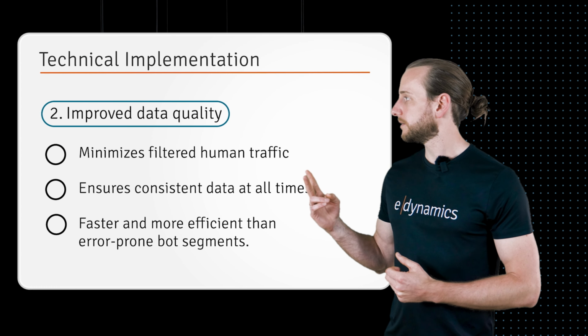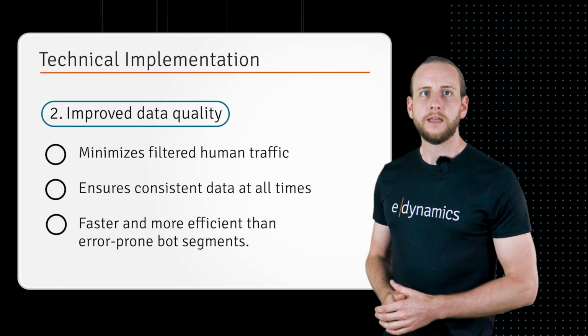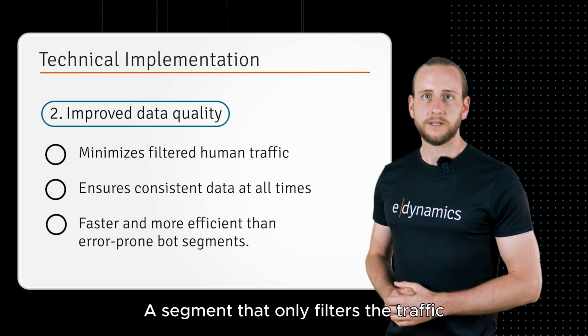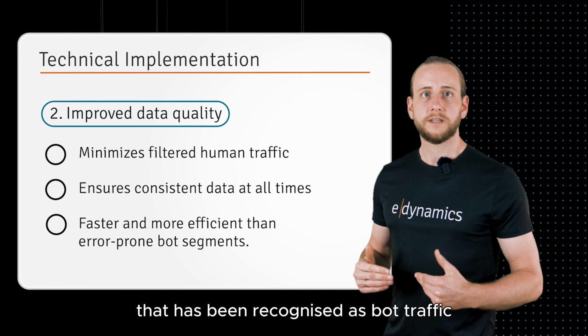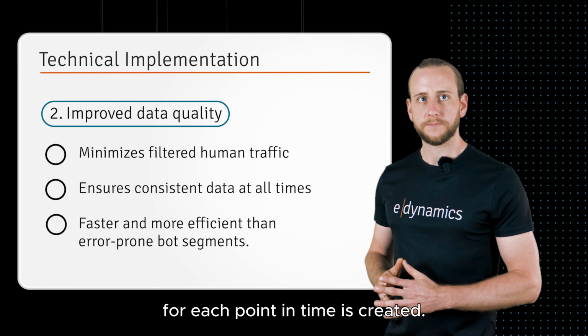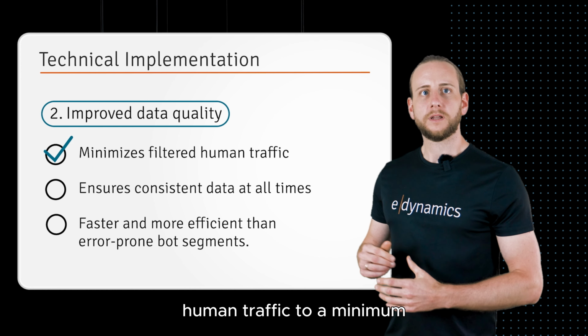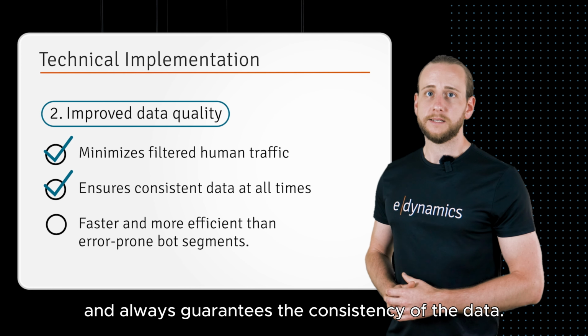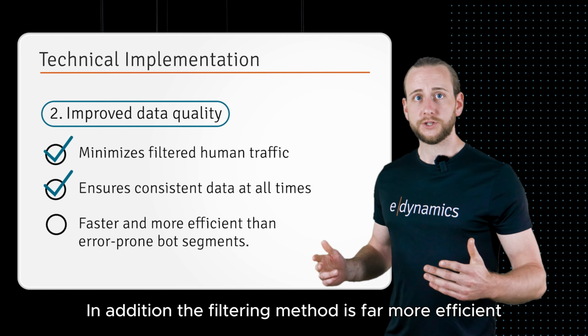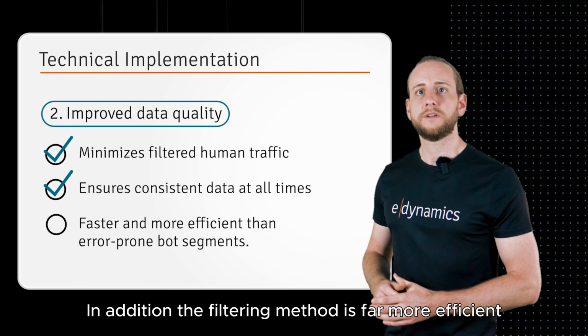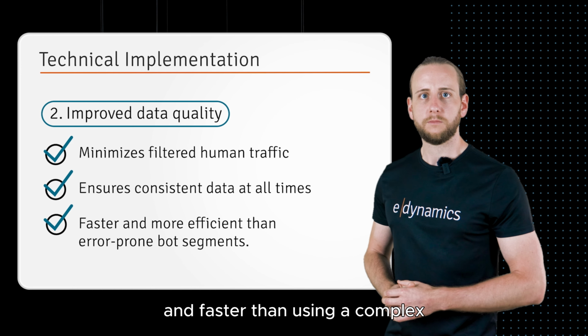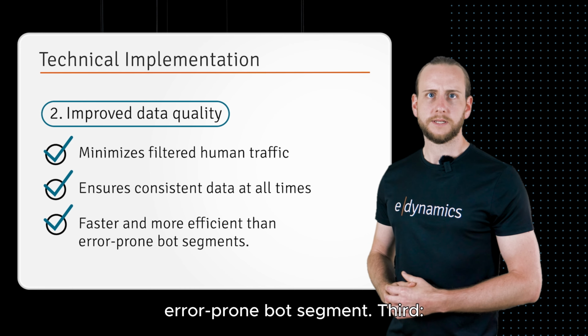Second, improved data quality. A segment is created that only filters the traffic that has been recognized as bot traffic for each point in time. This reduces the amount of filtered human traffic to a minimum and always guarantees the consistency of the data. In addition, the filtering method is far more efficient and faster than using a complex, error-prone bot segment.